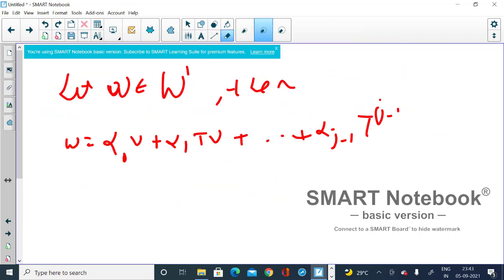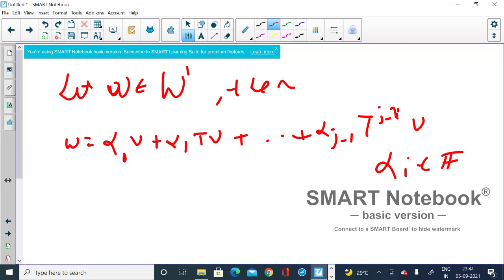Here, this will be of the form, because the basis vectors of W dash are v, Tv, up to T^(j-1) of v, right? And this alpha is an element of the scalar field. Okay, so then what is the value of Tw? Tw will be nothing but alpha 0 Tv and so on, and the last vector will be alpha j minus 1 T^j of v.